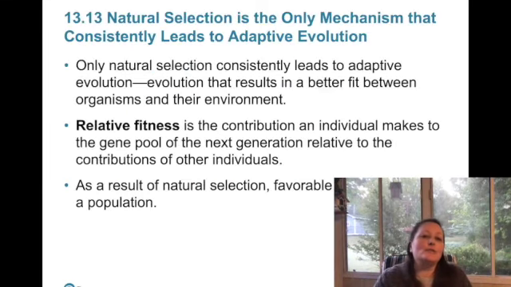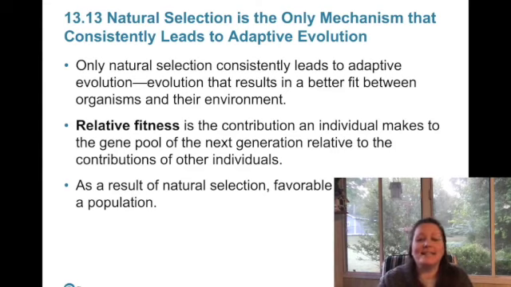Okay, only natural selection consistently leads to adaptive evolution. So natural selection is the only one that actually starts making it where each generation is better suited for the environment. Natural selection is the only one that does that. Relative fitness is the contribution an individual makes to the gene pool of the next generation.